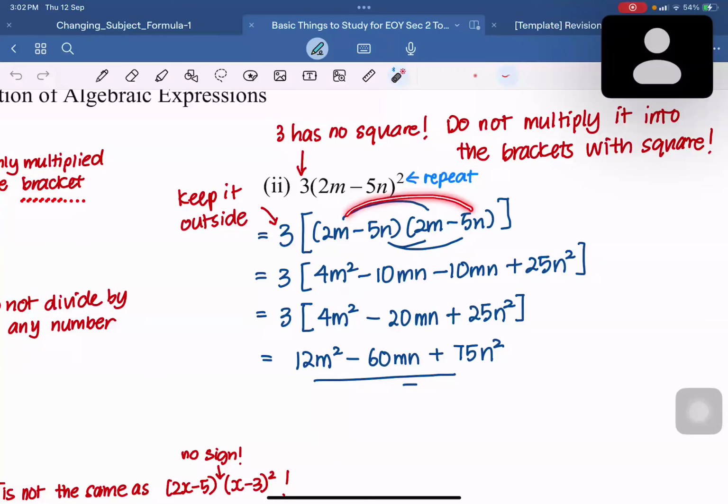Then 2m times negative 5n, negative 5n times 2m, then negative times negative is positive, 25n squared. Then we can simplify the like terms, put them together, become negative 20mn. After we expand out the square, then we multiply the number 3 one time inside all the terms. Do not multiply the 3 inside first, then square it. Later it becomes 9, so the answer is not correct. So you expand out the square first, after that you do the last step.